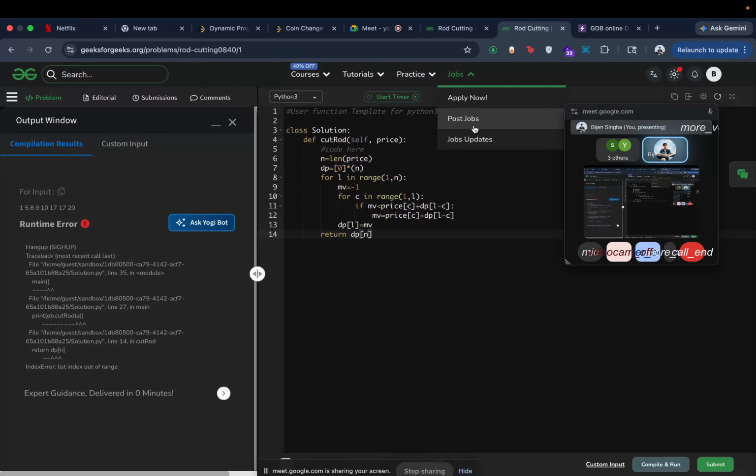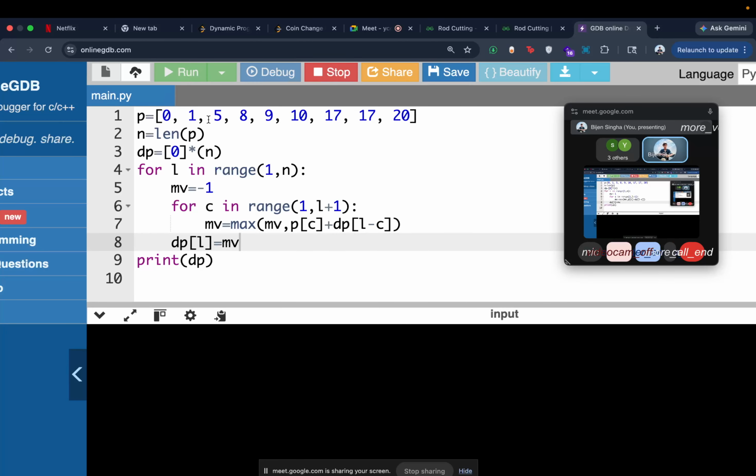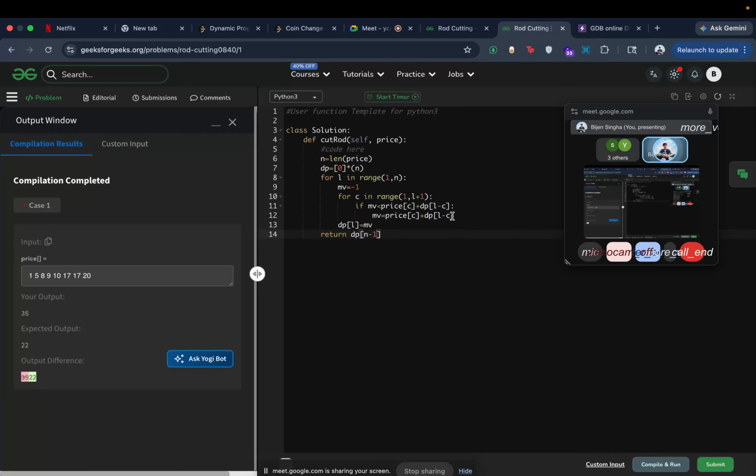How is it 22 only, right? Okay. Did I make any mistake here? Check it out. dp of L equal to this. If mv is less than this, then this. Am I making any mistake?